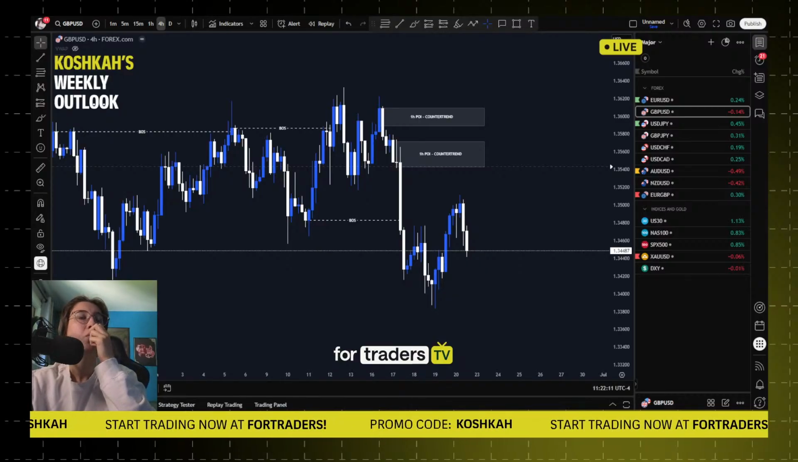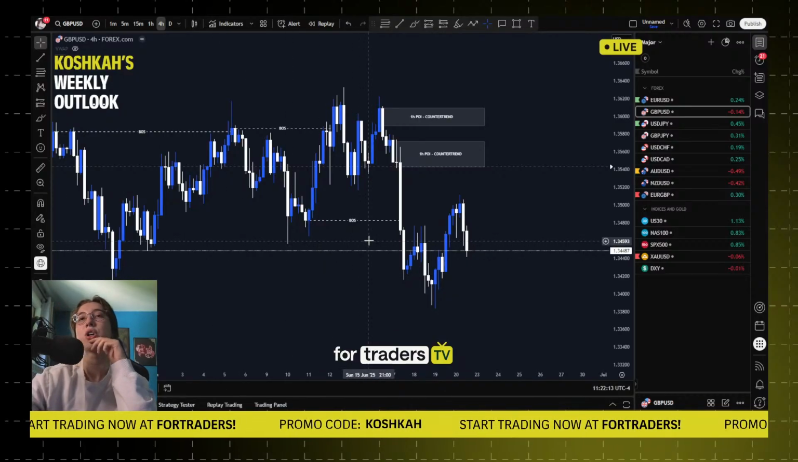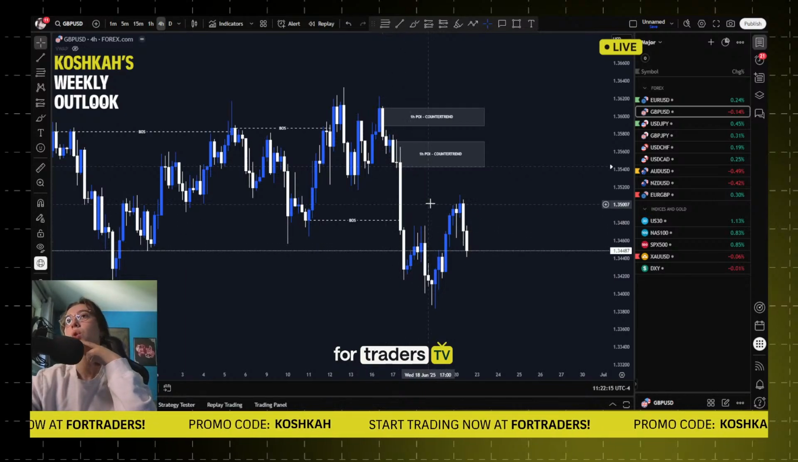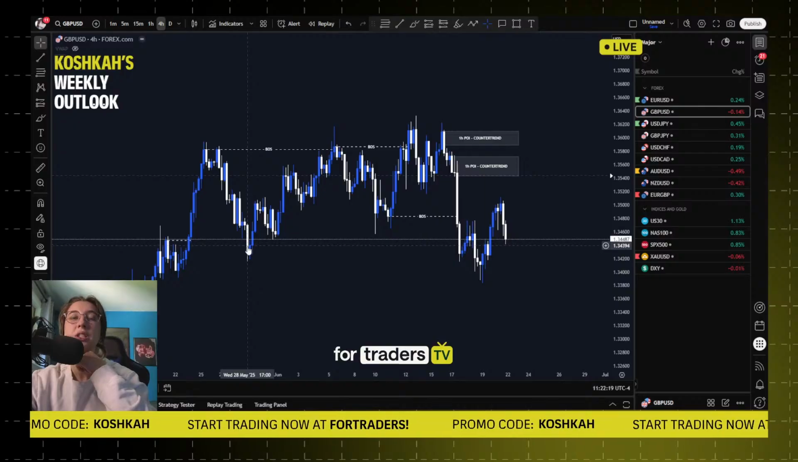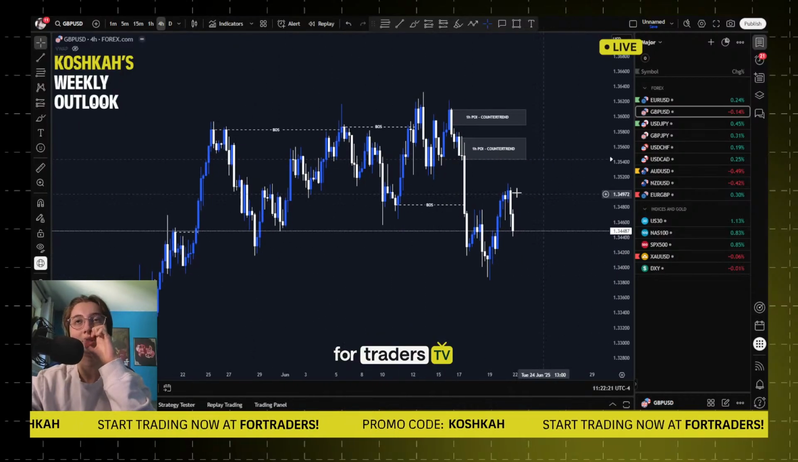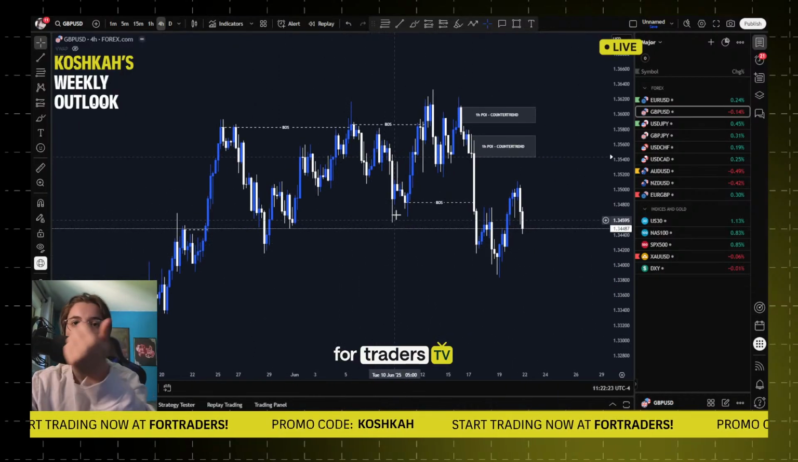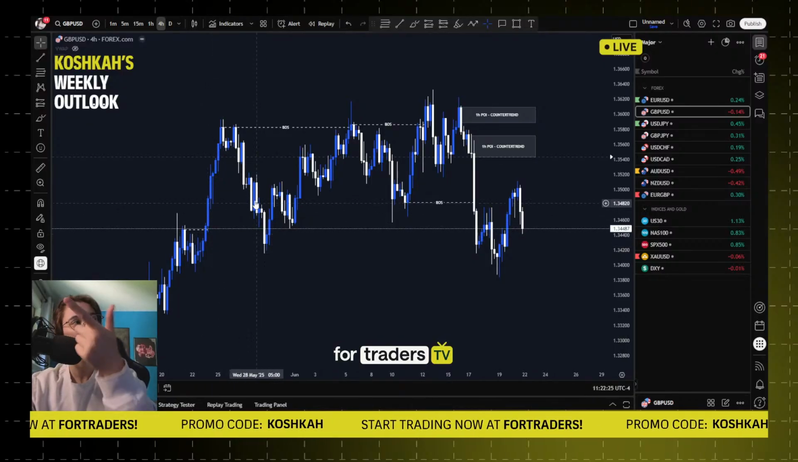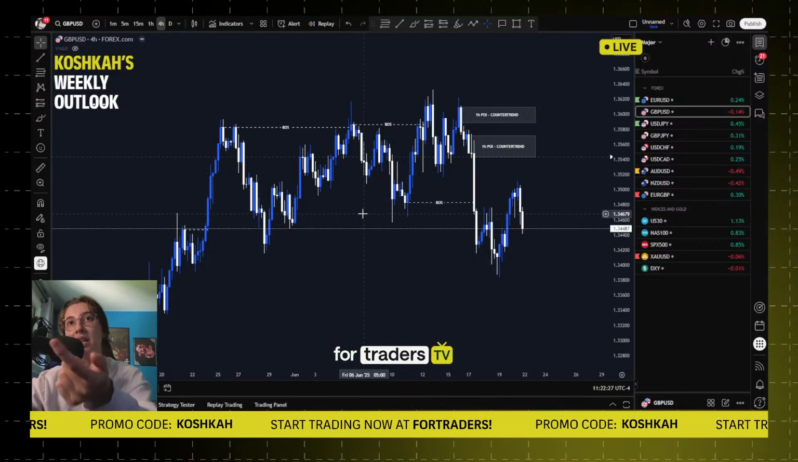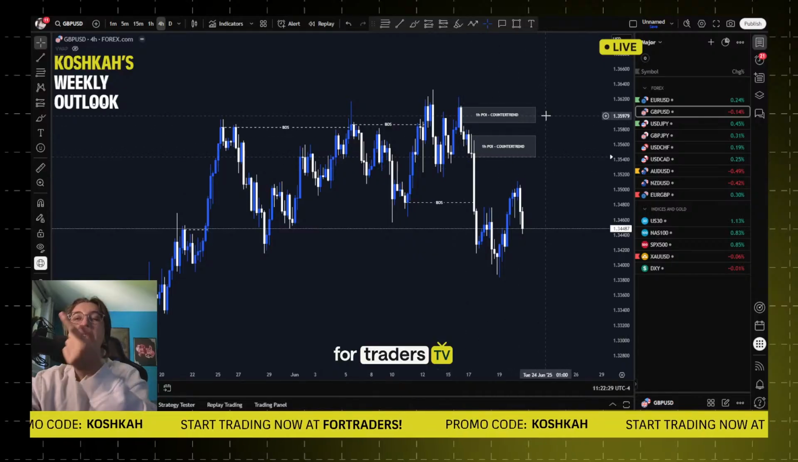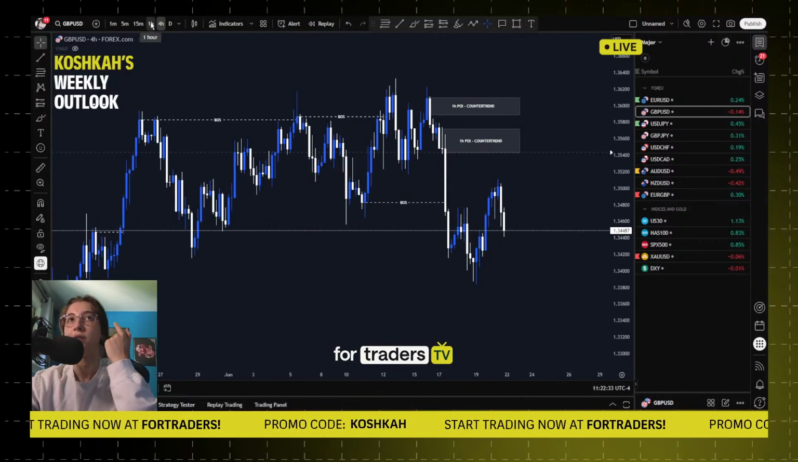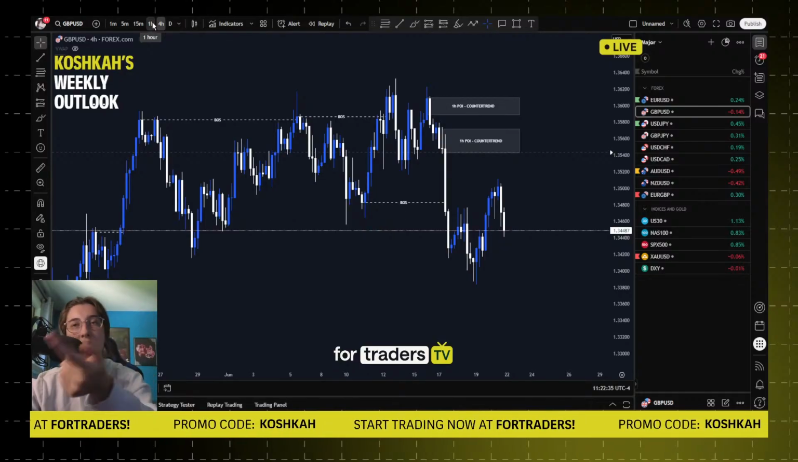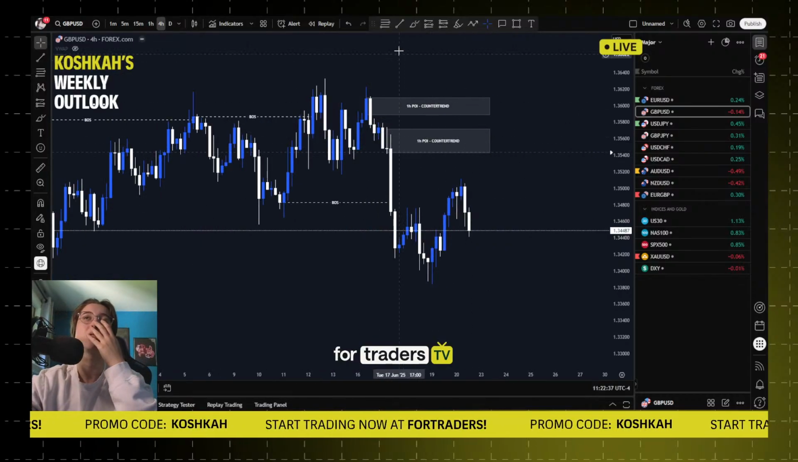Okay, so we have some questions about how to mark up a POI. So how to identify a POI? It's quite simple, guys. You just need, first of all, 3 rules. The first one is it needs to be unmitigated. It needs to be the opposite color candle connected to an imbalance or a fair value gap. And it needs to be above or below the 50%, depending if you want to buy or sell, on the Fibonacci. So what does that mean?